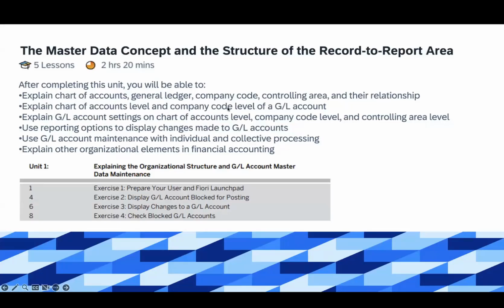So we dive in to record to report. So we're in our first block area, looking at direct finance, and we look at the master data concept and structure of the general ledger and so on. We want to be looking at the big ticket items, which are the chart of accounts, the general ledger itself, company code, the controlling area, and so on. And we work through a number of areas there. Then you do have a couple of exercises taken from Unit 1.